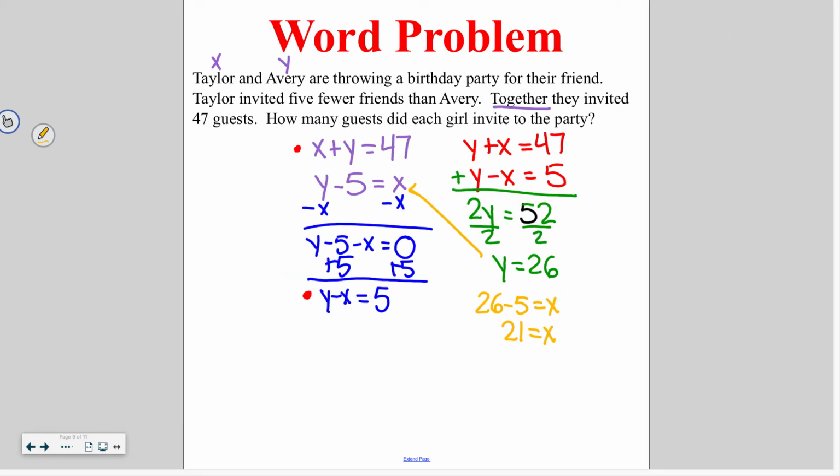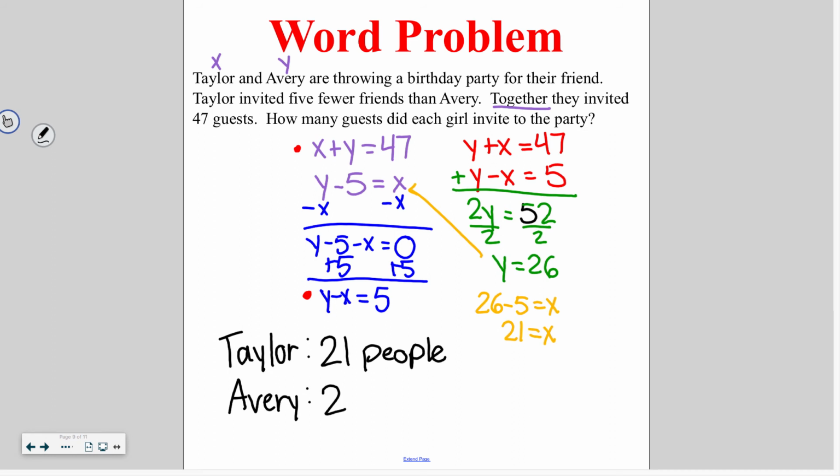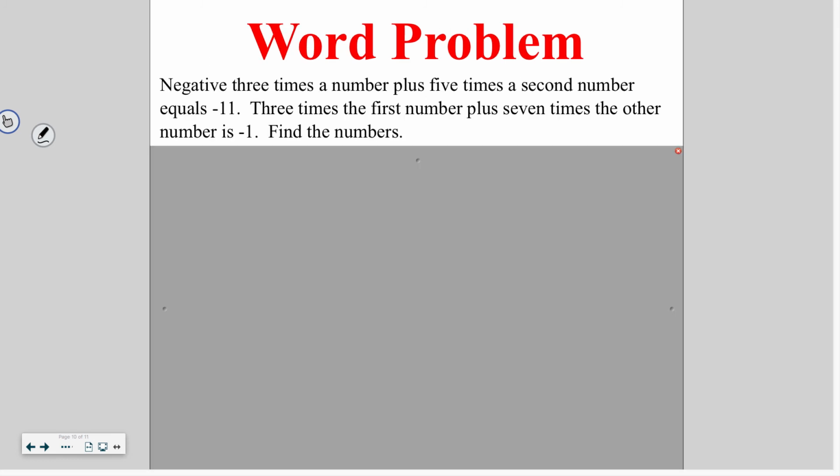So what that is telling me now is that we want to look for the correct labeling here. So we've got Taylor, who is our x. Taylor invited 21 people. And we've got Avery inviting 26 people. Again, because it's a word problem, we don't need to write it as an ordered pair. Go ahead and try this one on your own.